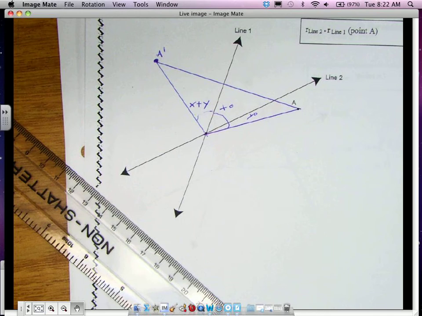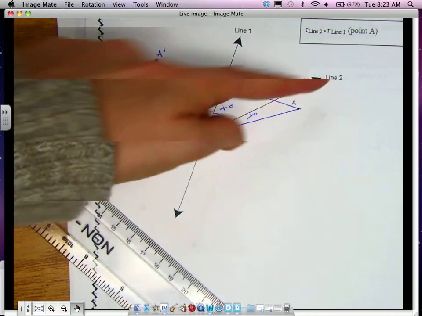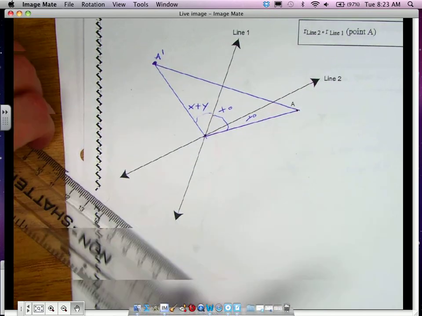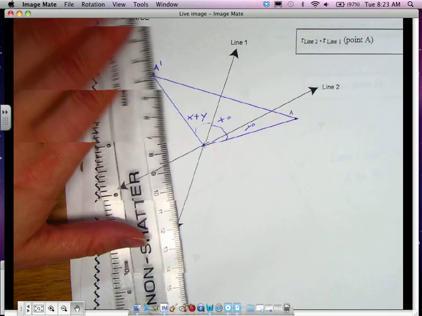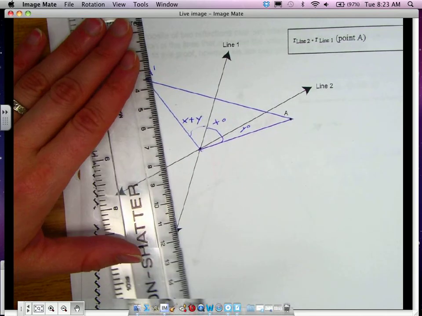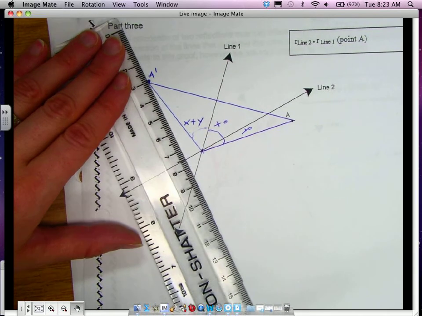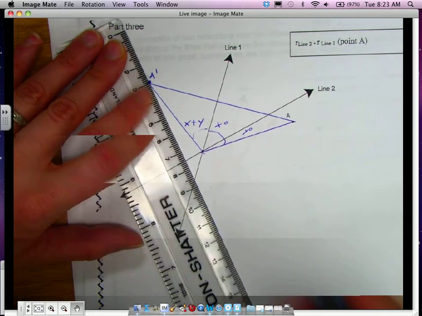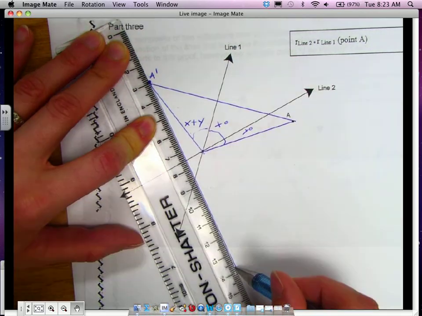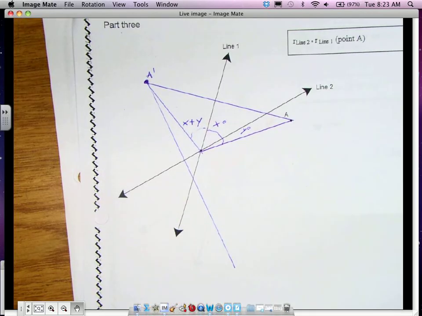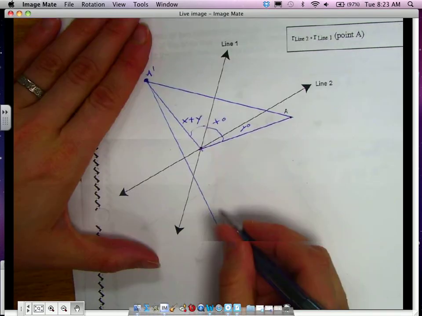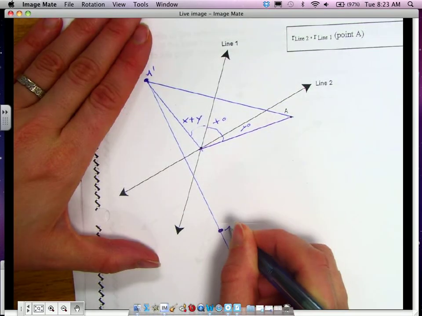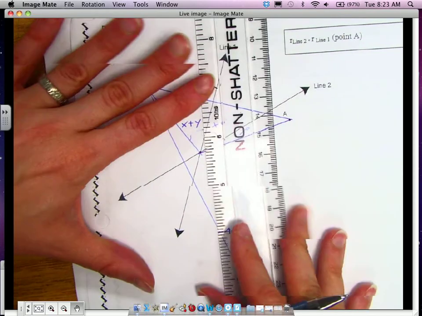Okay, now this is where it gets funky. We want to reflect it over line 2, which is right here. So I am going to make a perpendicular line that goes through it, crosses everything and is over here. Okay, now I'm going to say right here that this is A naught naught, and I'm going to draw a line from the center.